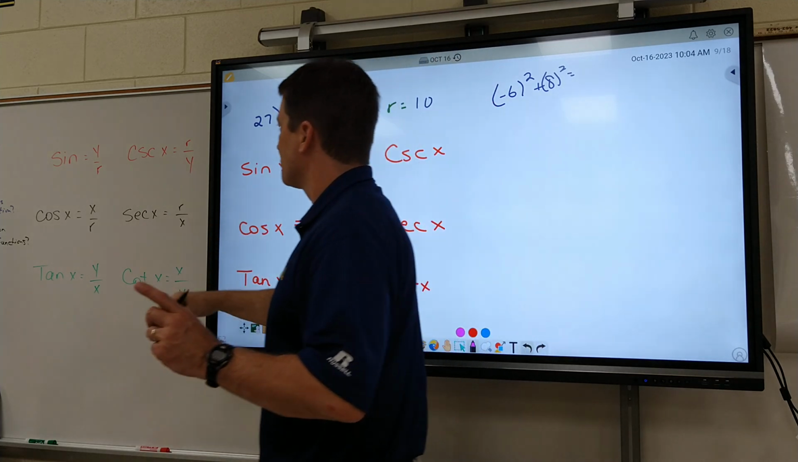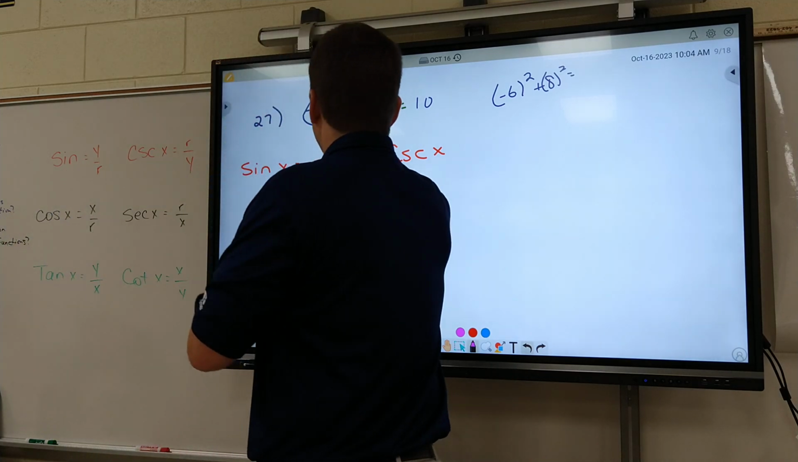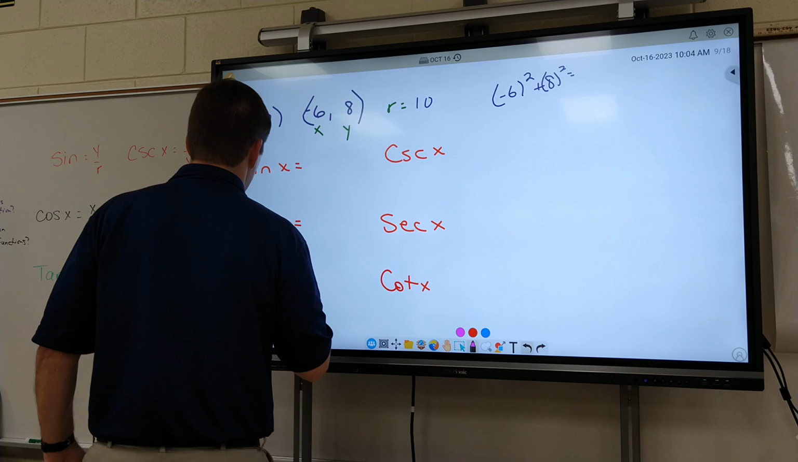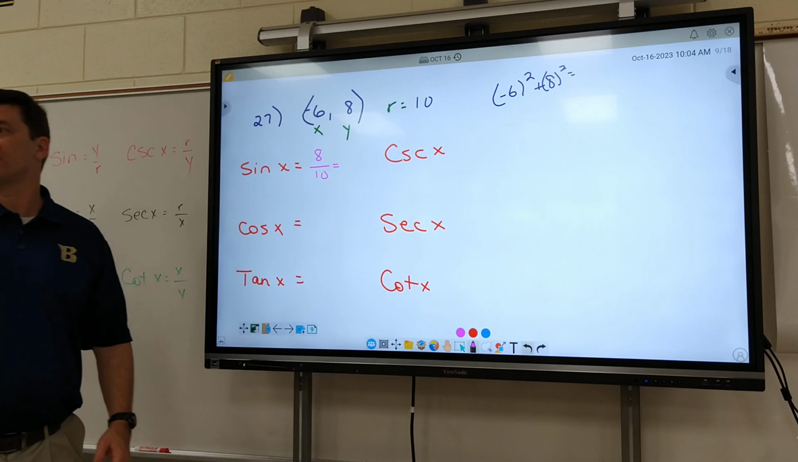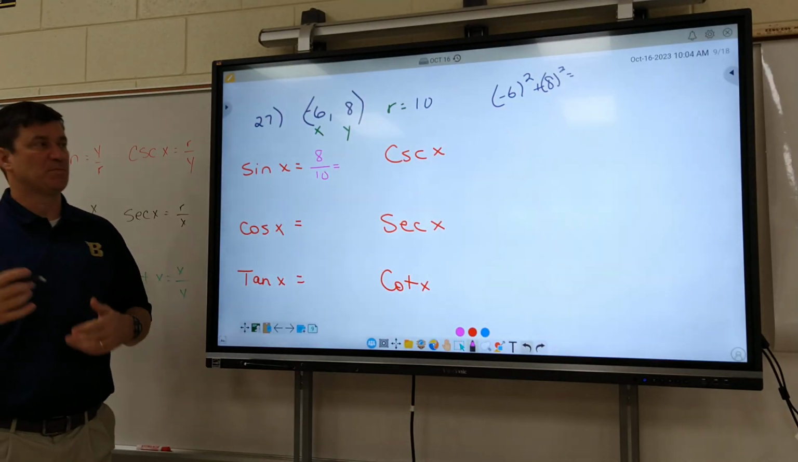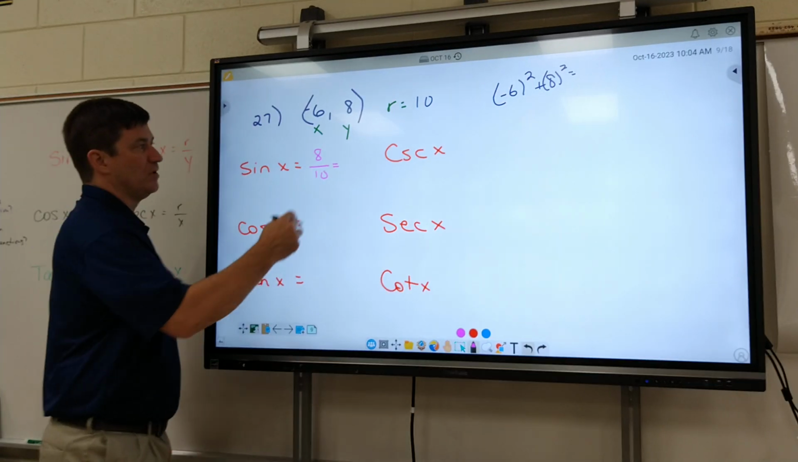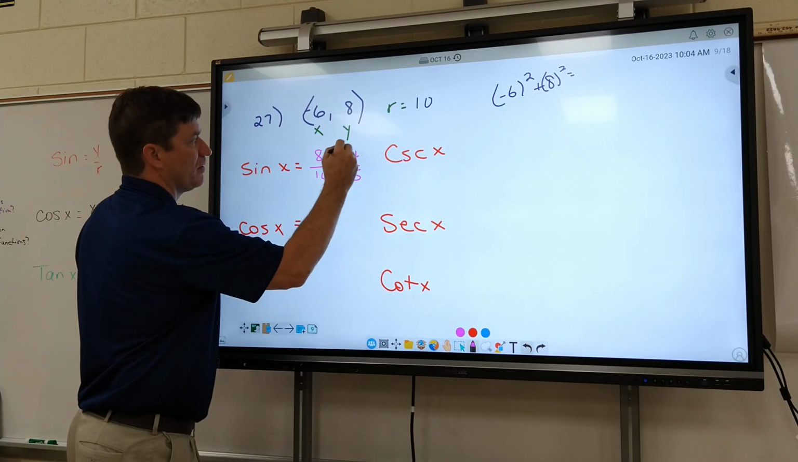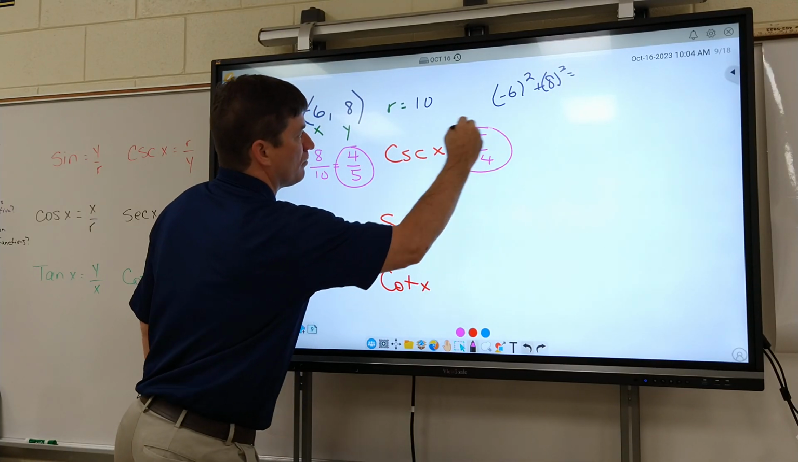Look at your formula for sine. Y goes on top, R goes on bottom. Okay, our Y is 8, our R is 10. Now, somebody's going to leave it like this tomorrow, and I'm going to have to mark off some points. What has to be done to 8 over 10? Simplify it. Put it in your calculator. Hit equals. It will do it for you. It's going to be 4/5. And if that's 4/5, flip it. This is 5 over 4.